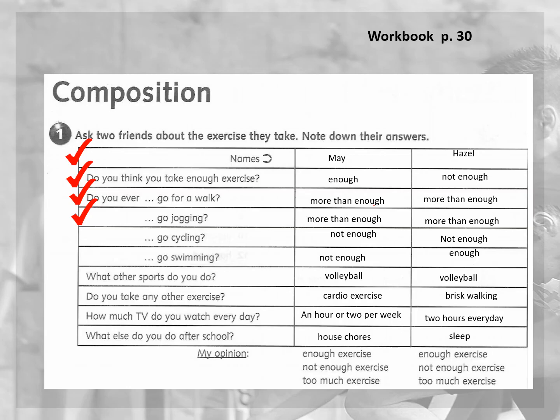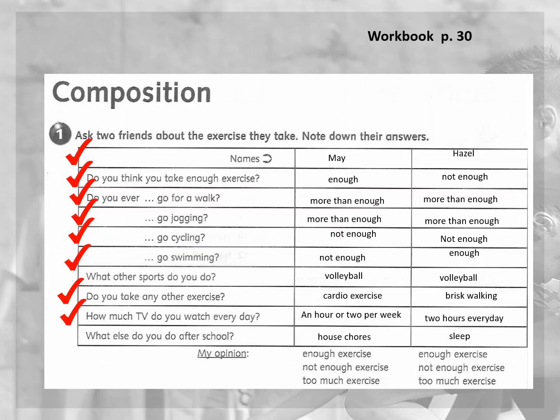Do you ever go cycling? Both of them said not enough. Do you ever go swimming? For May, not enough. For Hazel, enough. And what other sports do you do? May said volleyball and Hazel said volleyball as well. Do you take any other exercise? For May, it's cardio exercise, while for Hazel, it's brisk walking.